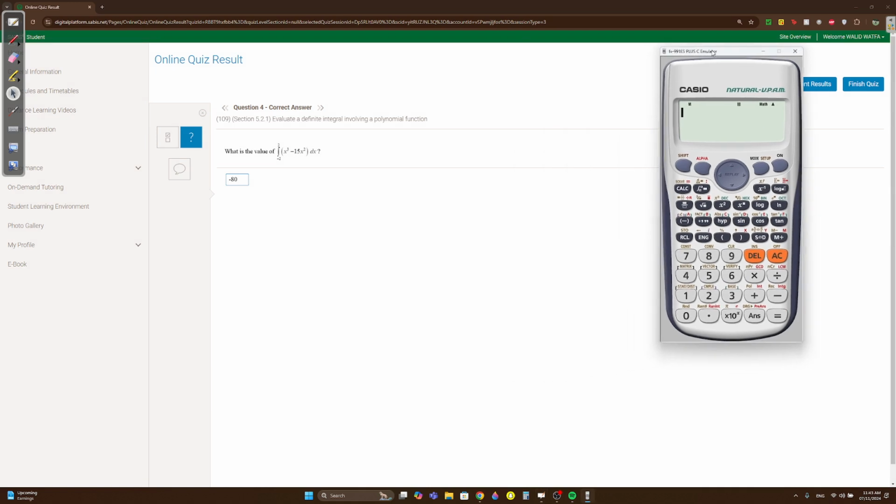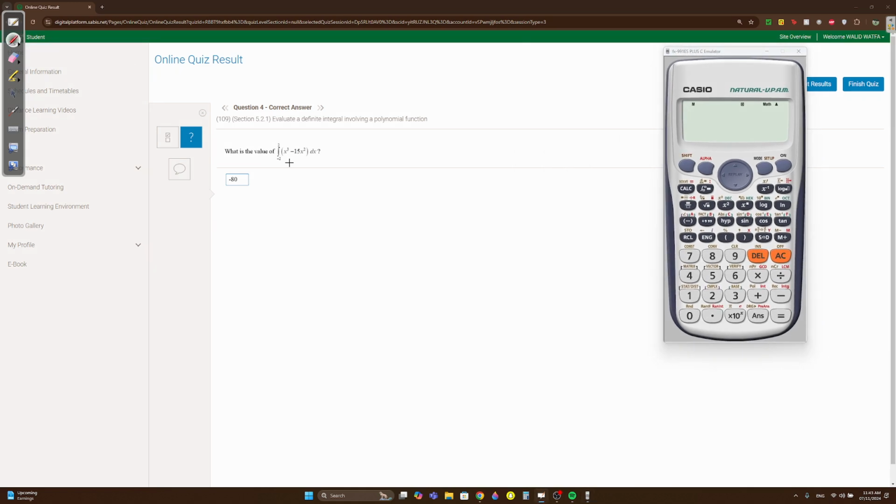Oh, you have to integrate it as usual. Integrate this: what's the integral of x cubed minus 15x squared dx? Let's integrate. Take the x down, add 1 to the power, divide by that power. Minus 15x squared, take the x down, add 1 to the power, divide by the power. Don't put plus c because we're talking about definite integrals, okay?